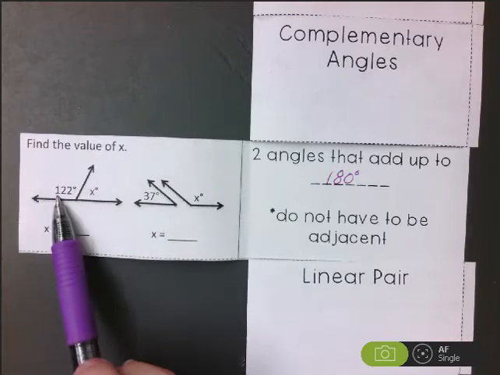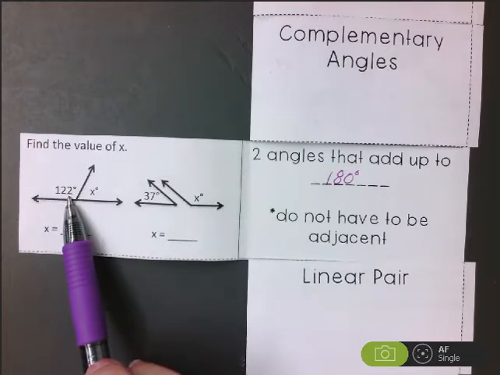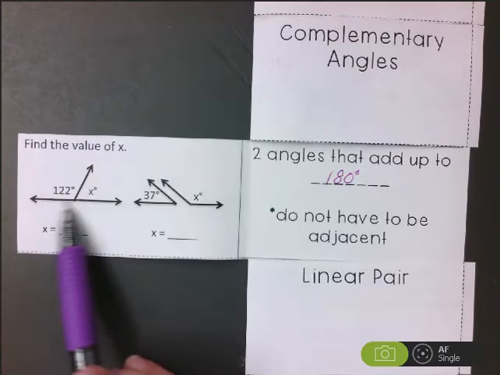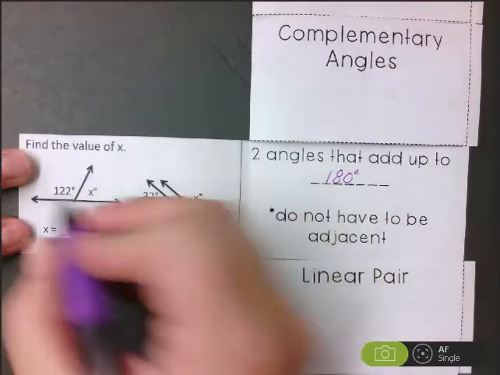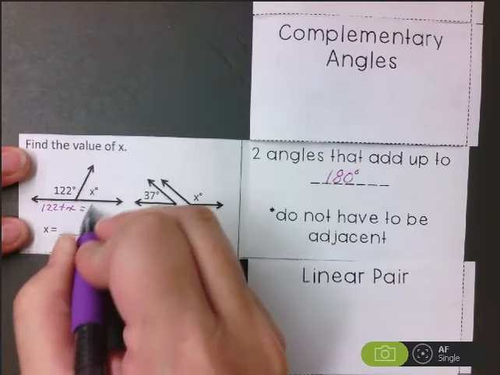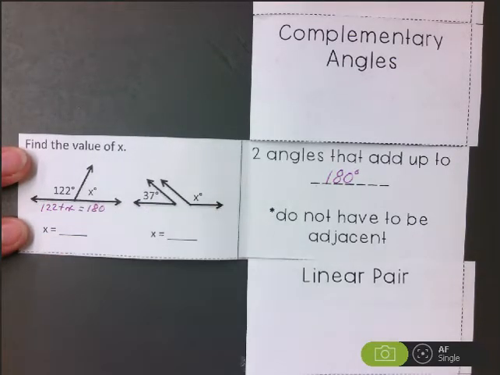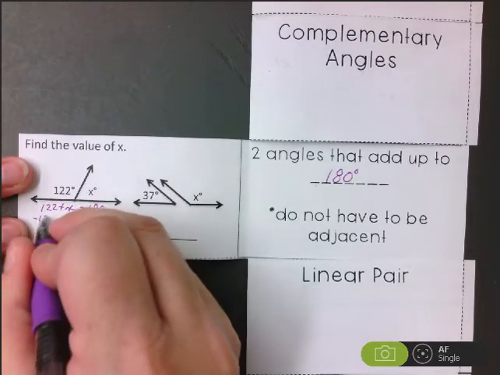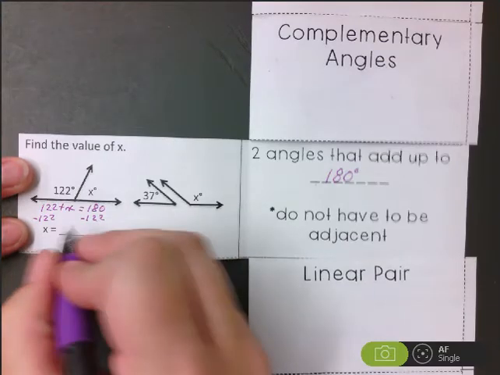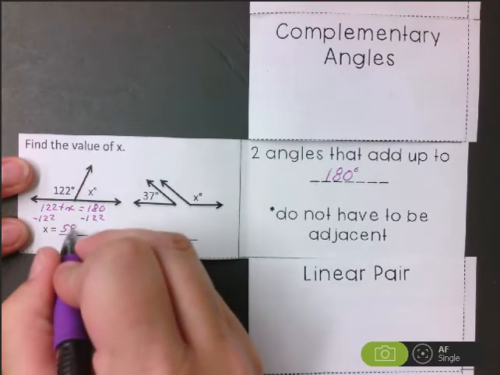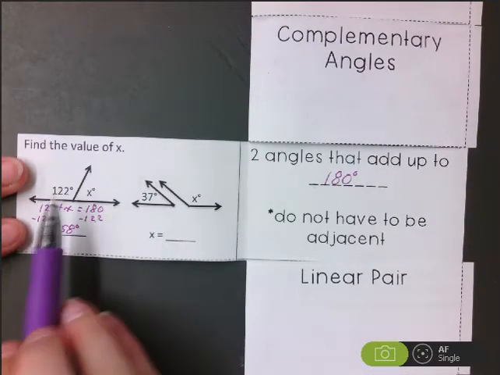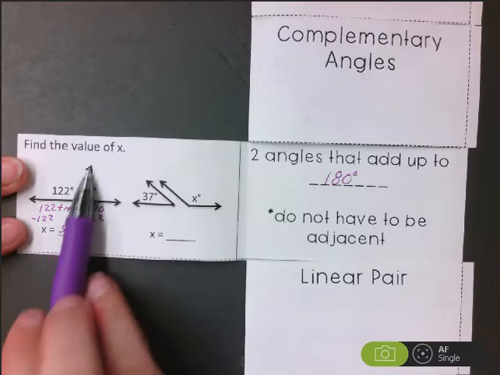So for this first one, they tell us we have 122 degrees. This side, the right-hand side, is x. And together, they make a straight line or a straight angle. So if I add together 122 plus my x, I'm going to get 180 degrees. So in order to find x, I'm going to subtract 122 from both sides, and I end up getting 58. So x equals 58 degrees.